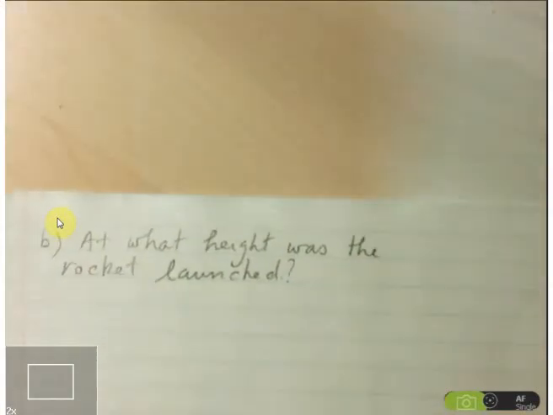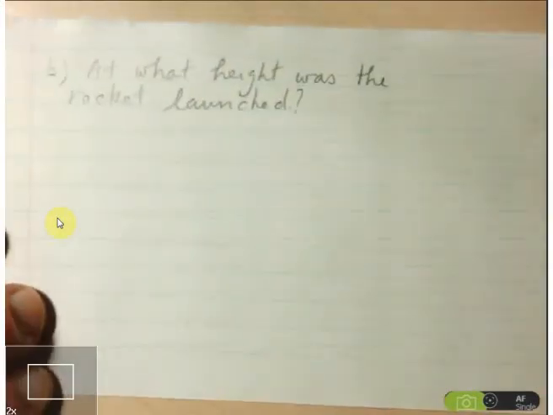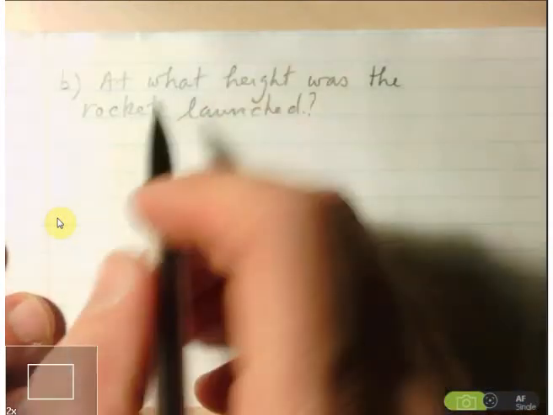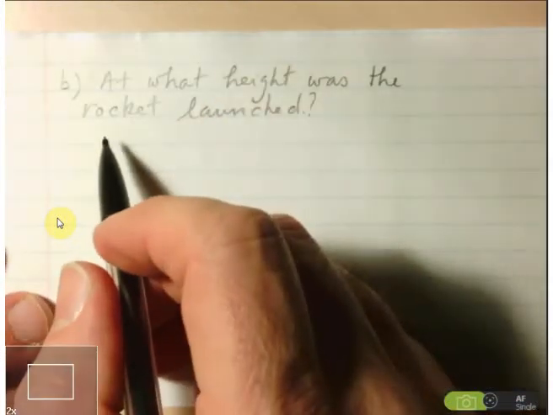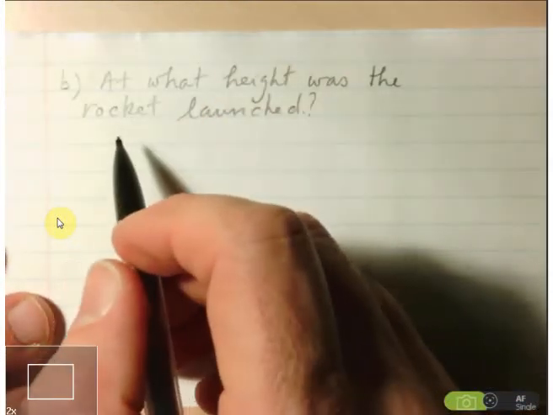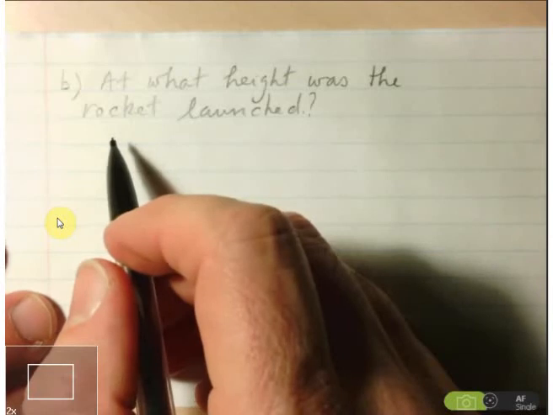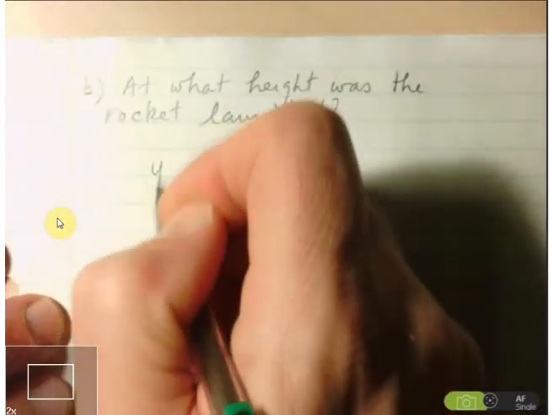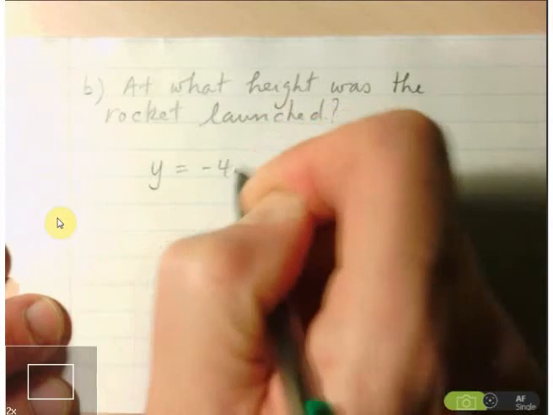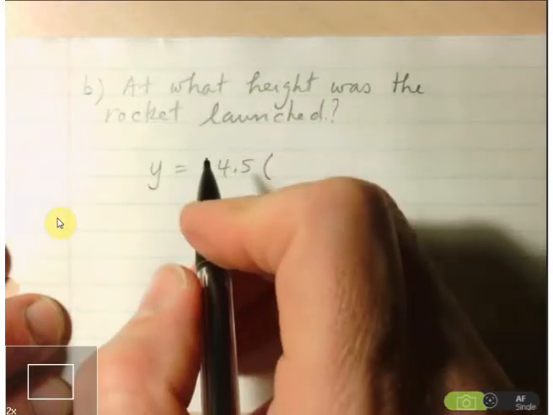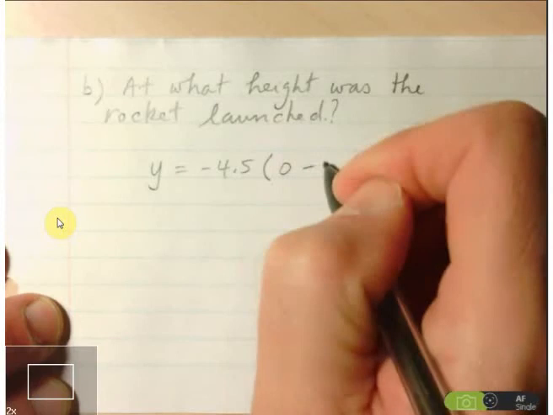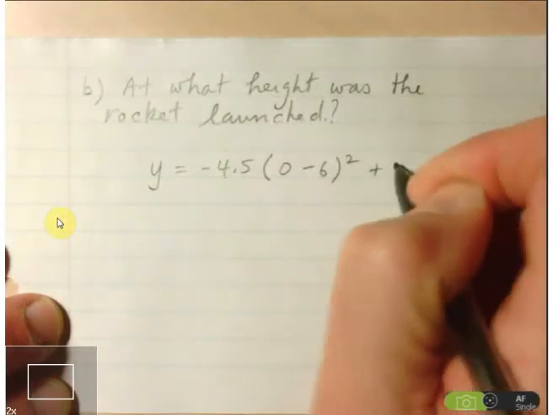Next question I'm going to ask is, at what height was the rocket launched? So we know that that's going to occur when the time is equal to 0. So all we have to do is take our model and input 0 for our x value. So we have y equals negative 4.5, and here we know that this is occurring when x is 0, so I'll replace x by 0, minus 6, squared, plus 170.